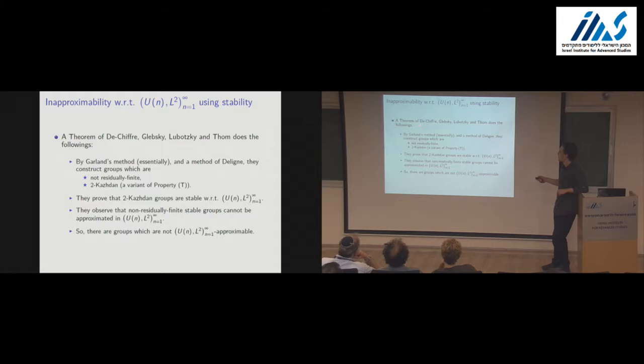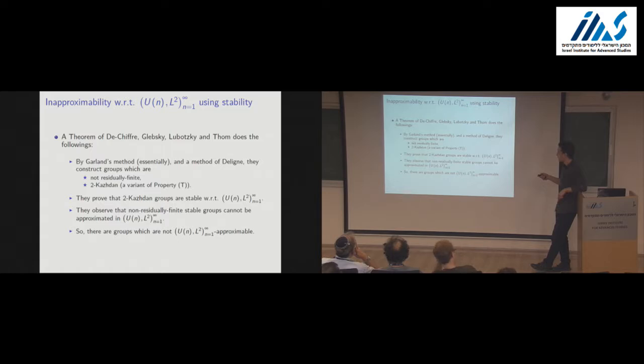So this is a theorem of Shifrin, Glebsky, Lubotzky, and Andreas Thom, which is built from the following 4 parts. This is an inapproximability result. These are about some groups which cannot be approximated locally in the unitary group. I'll talk about approximability later a little more, but I hope you can get a general sense of what it means.